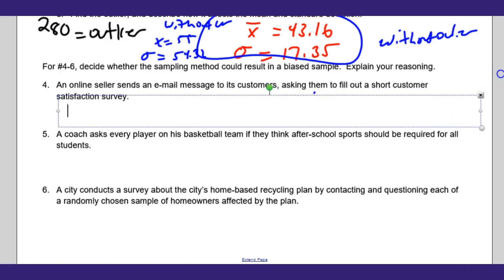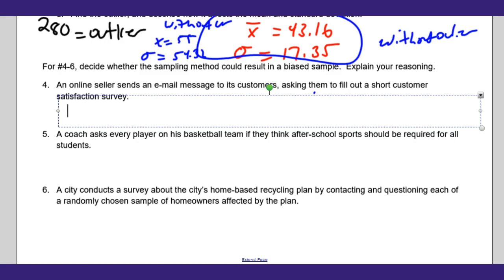So, an online store sells and sends an email message to its customers asking them to fill out a short customer satisfaction survey. So let's see here. Is this biased or not? Well, could all their customers have the same opportunity to be represented is what you have to ask yourself. Let's send another email. Well, what if the customers don't even provide an email?